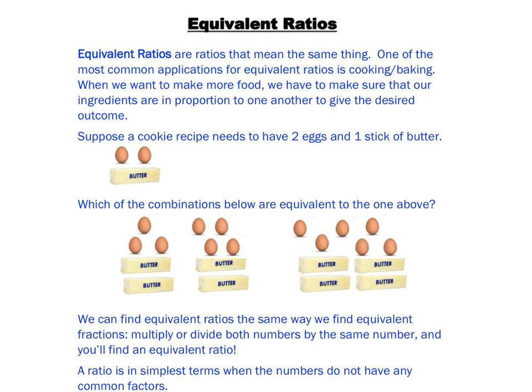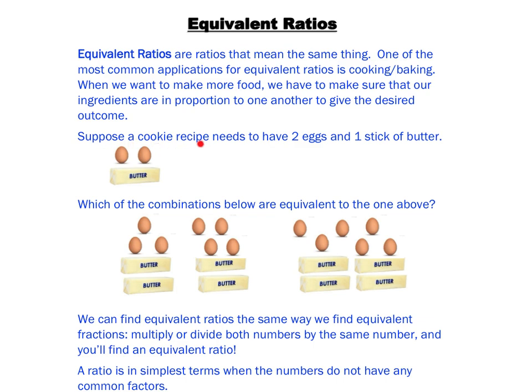In today's lesson, we're talking about equivalent ratios. Equivalent ratios are ratios that mean the same thing. One of the most common applications for equivalent ratios is cooking or baking. When we want to make more food, we have to make sure that our ingredients are in proportion to one another to give the desired outcome.